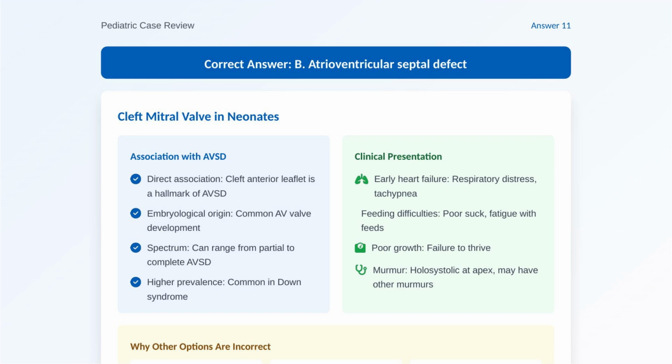Coarctation of the aorta is a left-sided obstructive lesion that is not associated with cleft mitral valve. Tetralogy of Fallot is a cyanotic congenital heart disease characterized by pulmonary stenosis, ventricular septal defect, overriding aorta, and right ventricular hypertrophy, with no association with mitral valve cleft. AVSD has a higher prevalence in children with Down syndrome, and the cleft mitral valve associated with this condition typically requires surgical repair, often in the first year of life, with cleft closure as part of the corrective procedure.